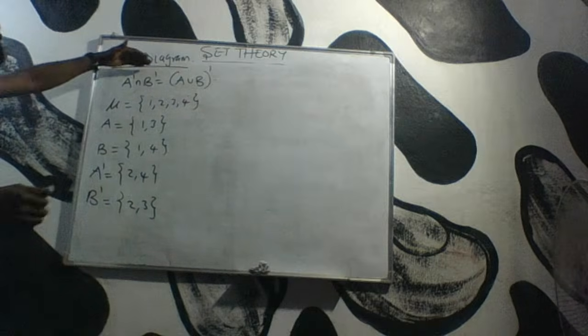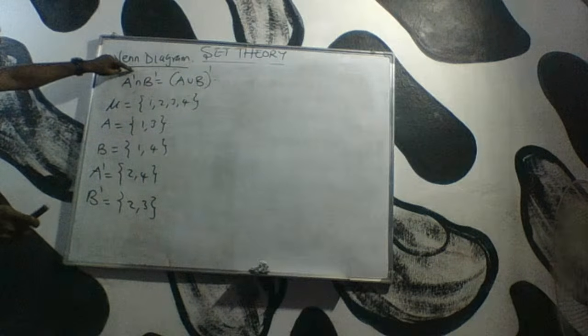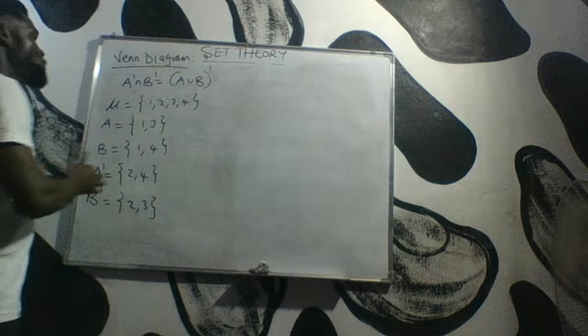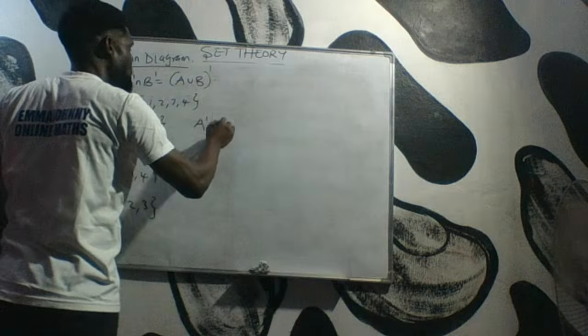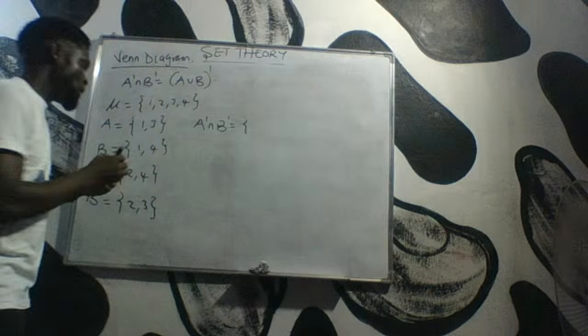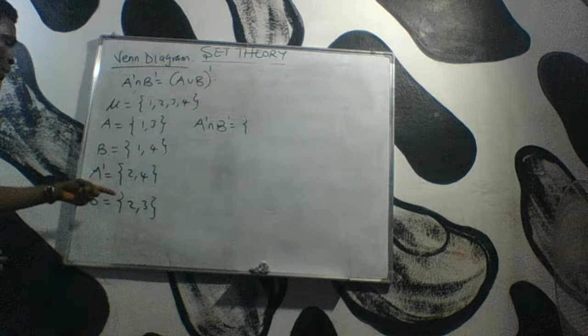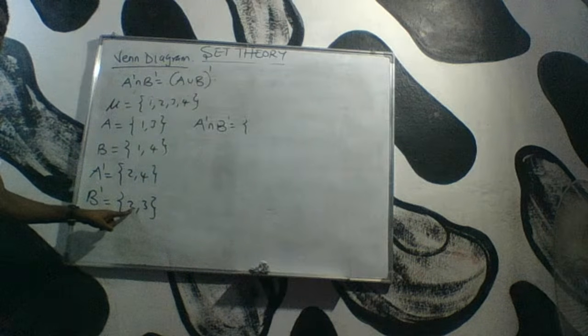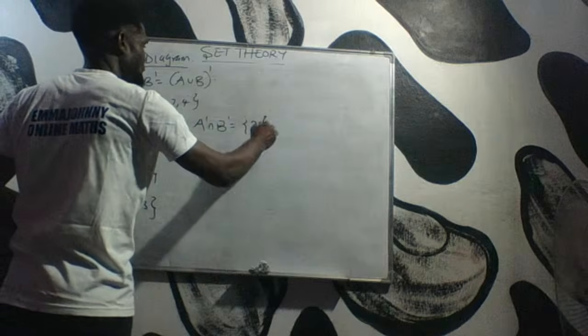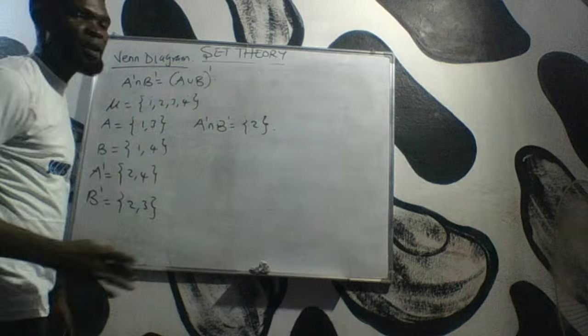Okay, let's find the left hand side. A prime intersection B prime. Intersection means the elements that are common to both sets. In A prime and B prime, the element that is common is 2. 2 is here, 2 is here. So you just pick 2. That's it. Now let's go to the right hand side.